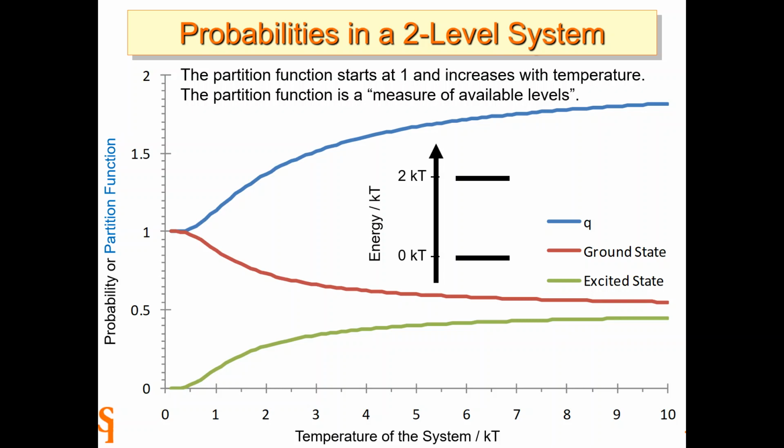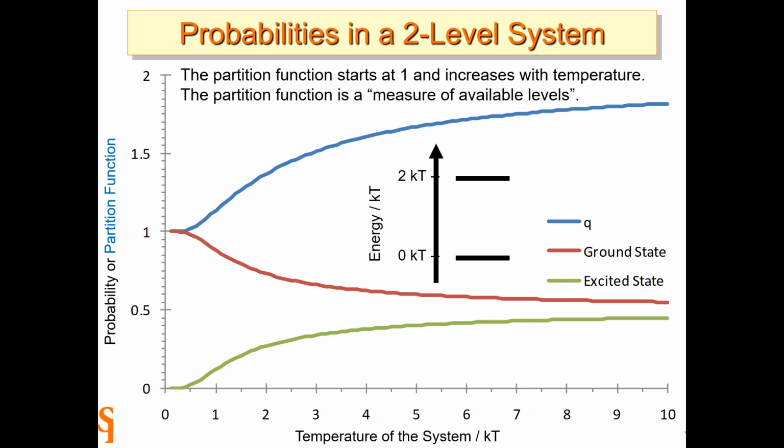So let's look at probabilities in a two-level system. I just show this part not to revisit the two-level system really, but just to show that it's very smooth in going from the very cold temperature to a really high temperature.